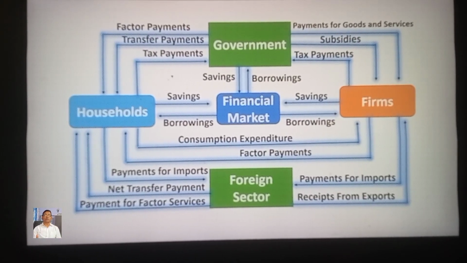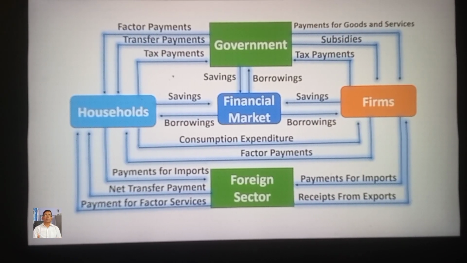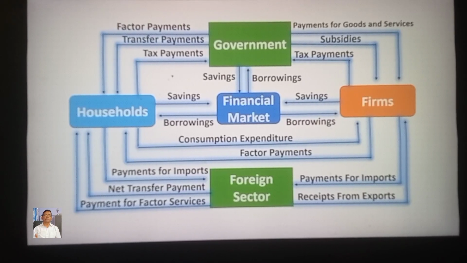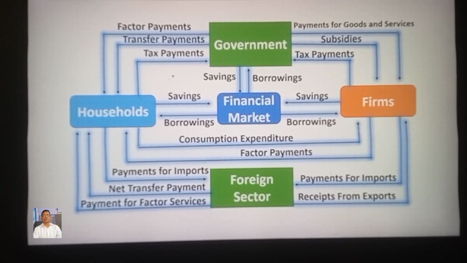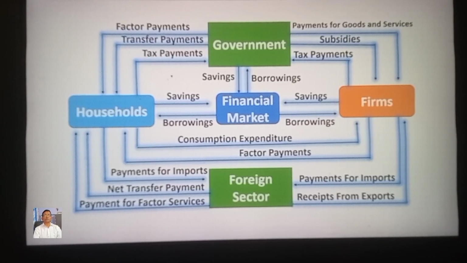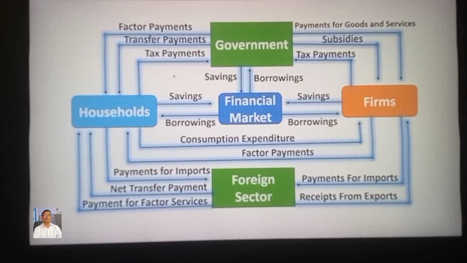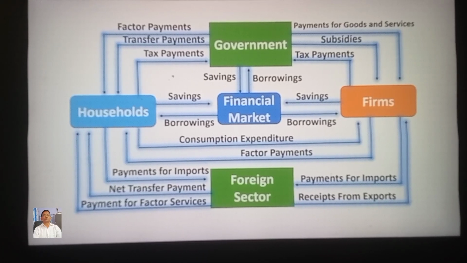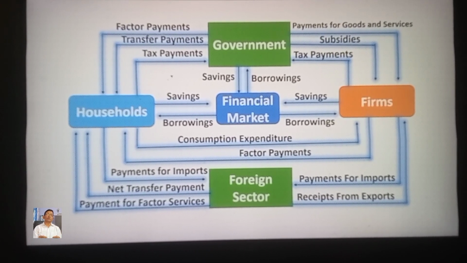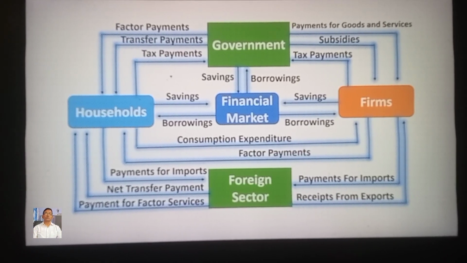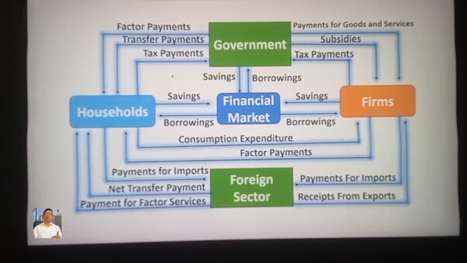Let us discuss the contribution of each sector. Household sector. The household sector of an economy provides factor services to the firms, government and the foreign sector, for which it receives factor payments in return. Besides factor payments, the household also receives transfer payments like old age pensions, scholarship, etc. from the government and foreign sector.